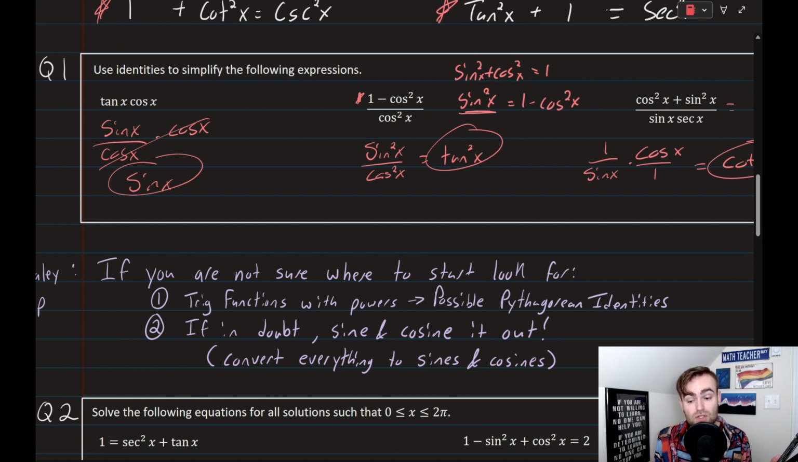So if you're not sure where to start, if you have powers, it's probably a Pythagorean identity. Otherwise, I say, if in doubt, sine and cosine it out: convert everything into sines and cosines. In doing so, you might see the pieces come together. You're essentially looking for those puzzle pieces that mash together and cancel each other out.